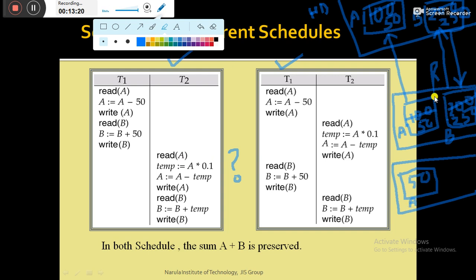Again, let me remind you, this is the local buffer of RAM which belongs to T1. This is the local buffer in the RAM that corresponds to T2. Read A means it will read the value from hard disk. Now the current value of A is 50. Then it will perform temp equal to A into 0.1.